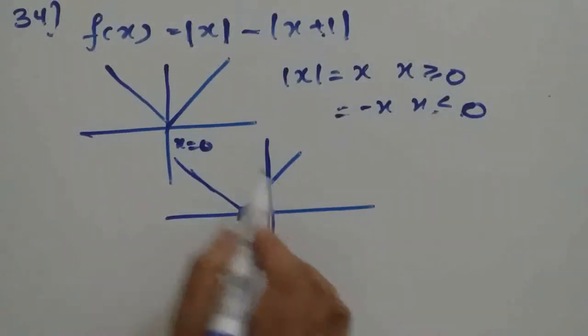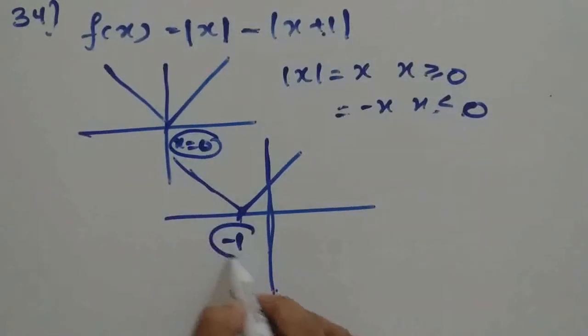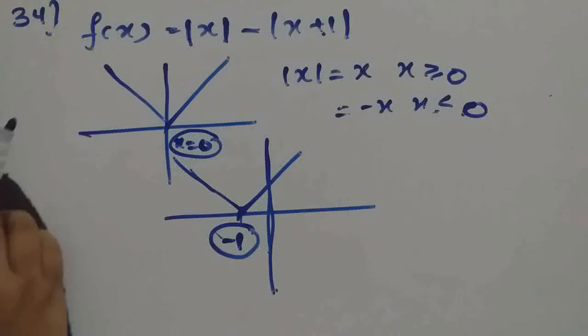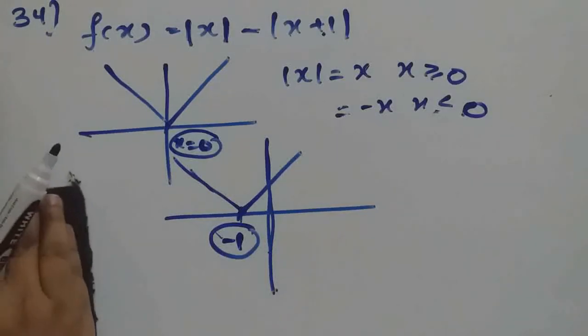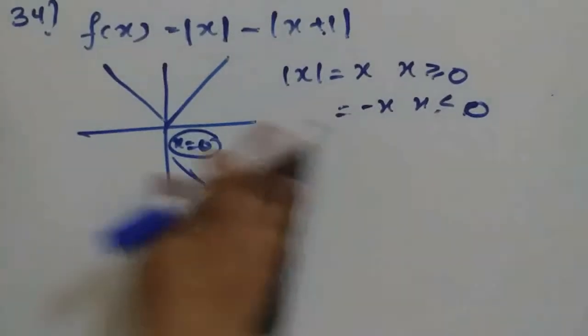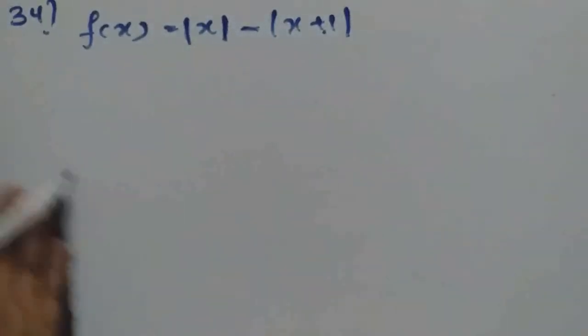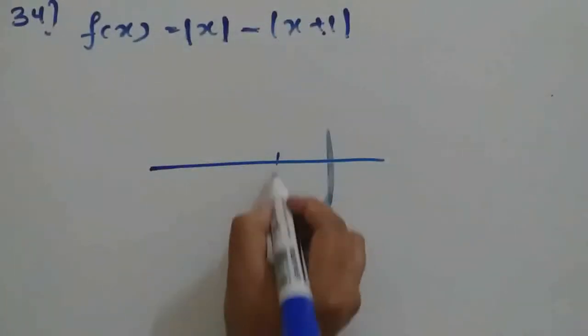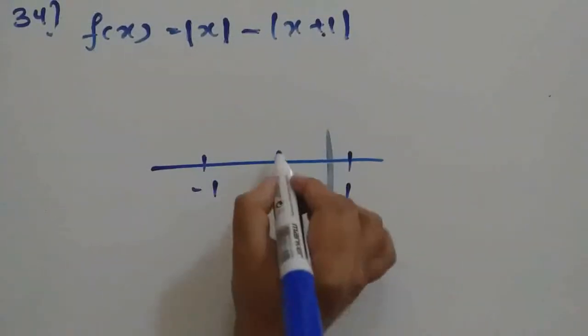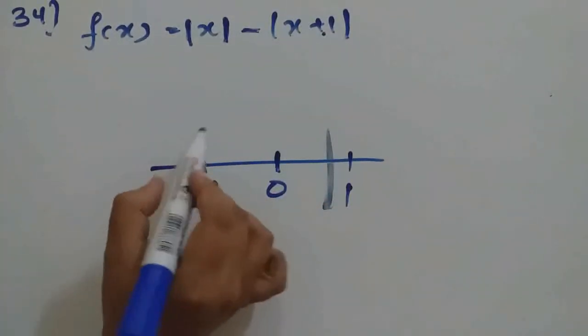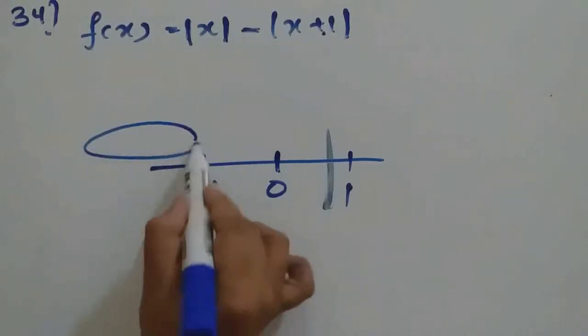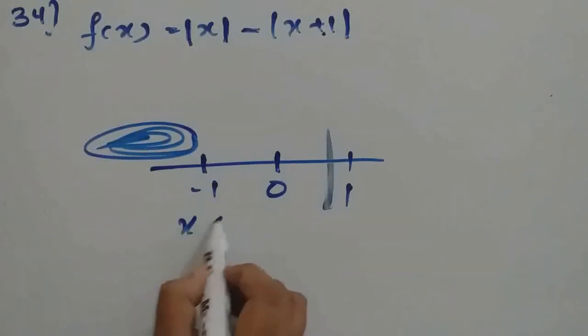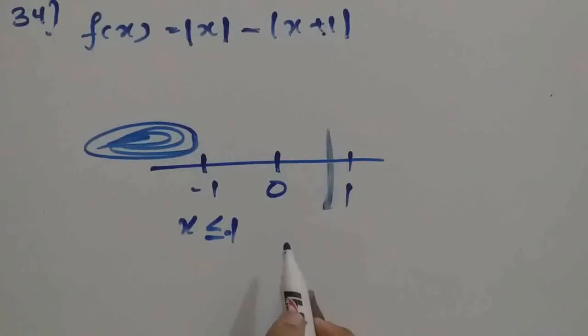According to the condition we got 2 points here, at x equal to 0 and at x equal to minus 1. At these 2 points we'll discuss the continuity. First we'll redefine the function. Now we got 3 cases here. Suppose this is 0, minus 1, 1. What are the 3 cases? When the x value lies in this region, x less than or equal to minus 1.